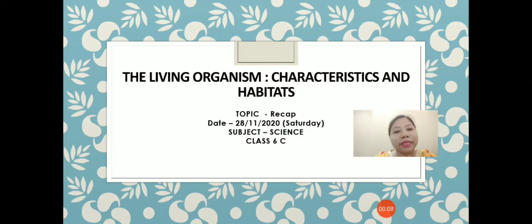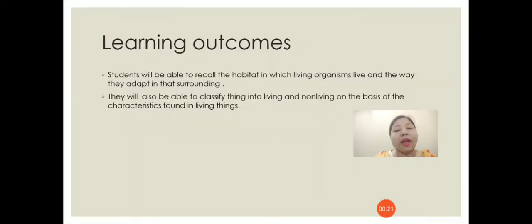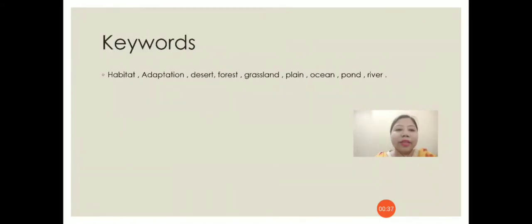Children, we have completed the chapter The Living Organisms, Characteristics and Habitat, and we had discussed this chapter in detail. Today we are going to do the recap of this chapter. After today's class, you will be able to recall the habitat in which living organisms live and the way they adapt in that surrounding. You will also be able to classify things into living and non-living on the basis of characteristics found in living things.